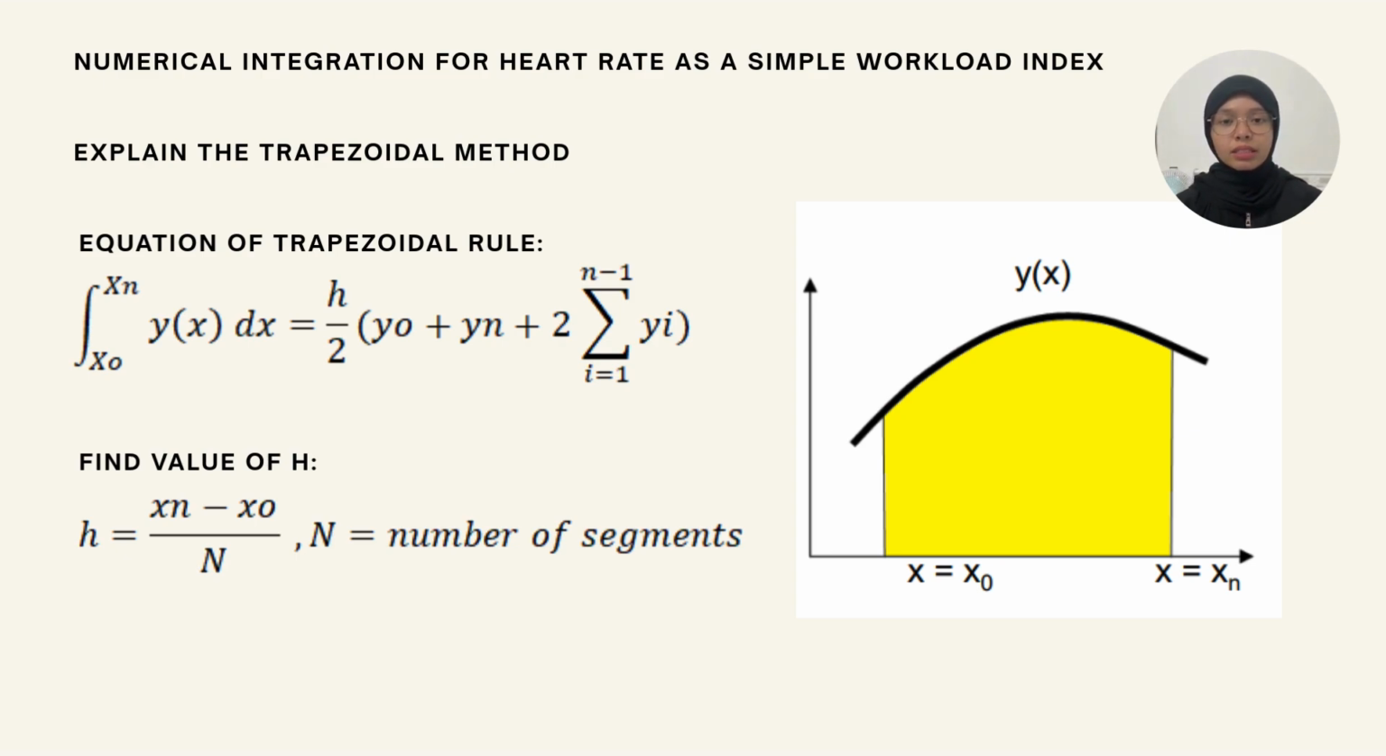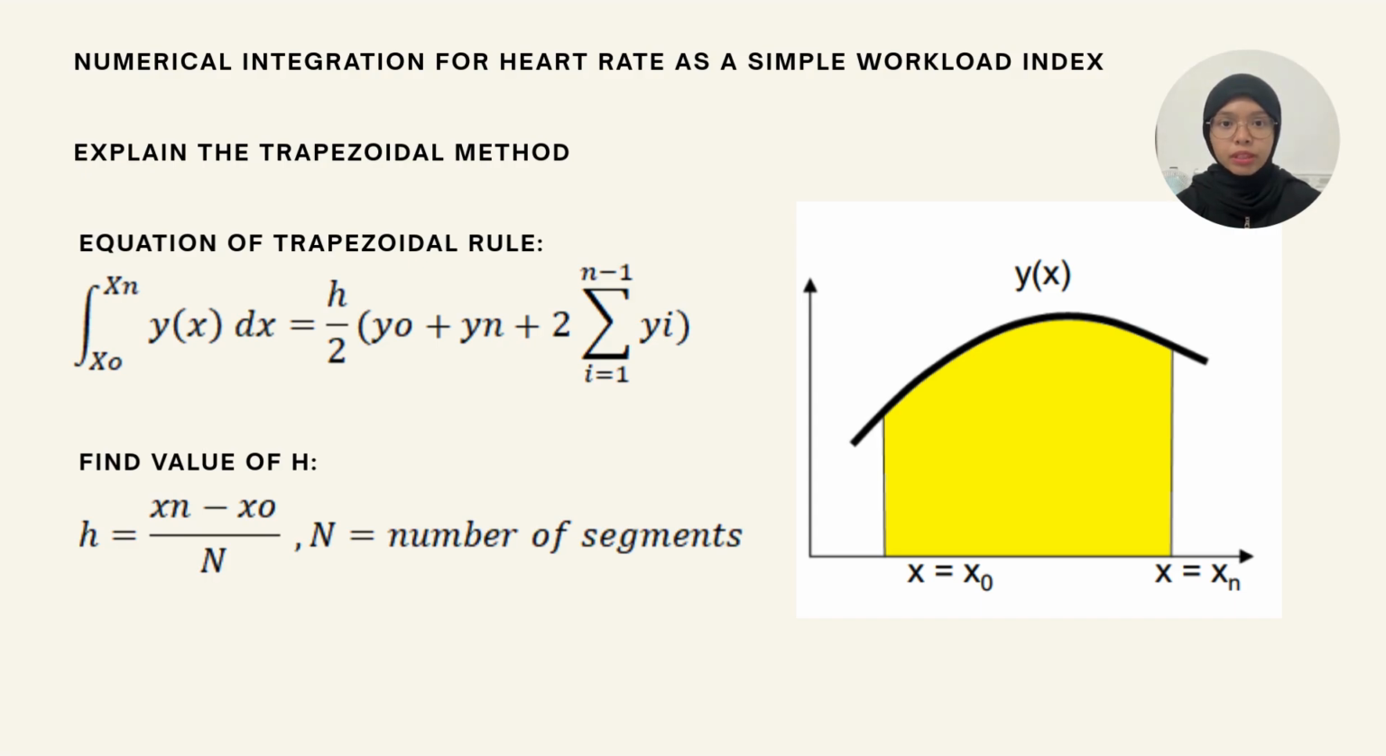First, the time interval from x0 to xn is divided into n equal segments. Here, n is the number of segments and it must be a whole number. The size of each segment is called h, and it is calculated using h equals (xn minus x0) divided by n. Next, the curve is divided into trapezoid shapes.